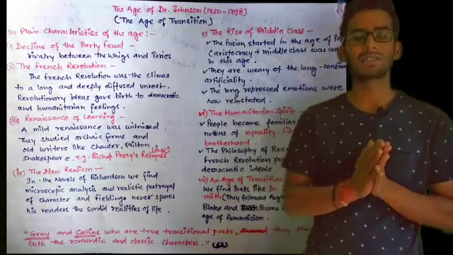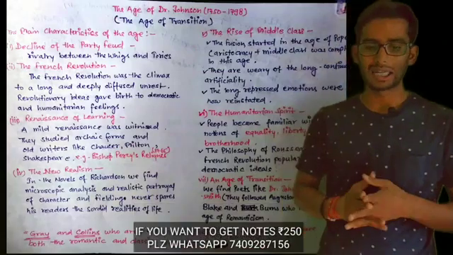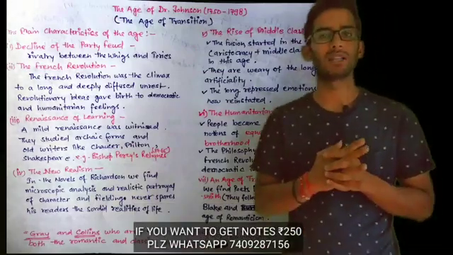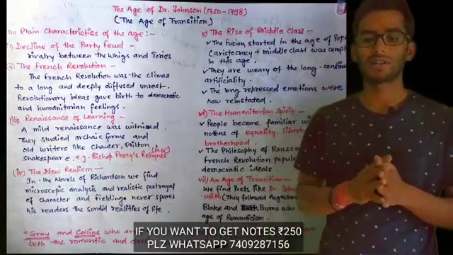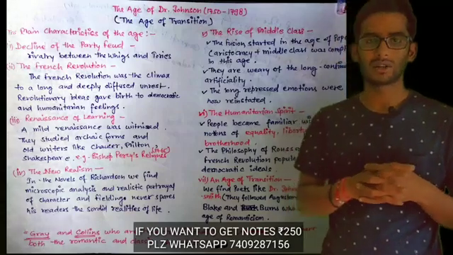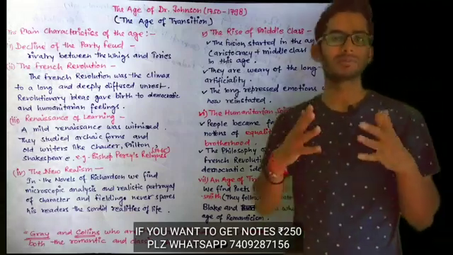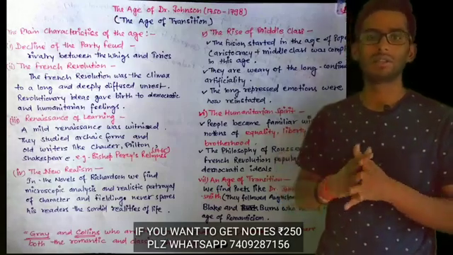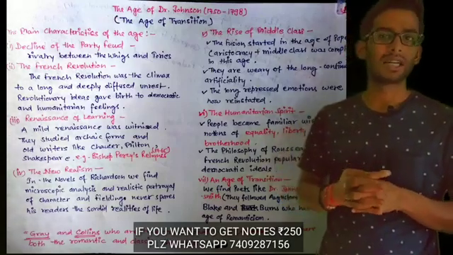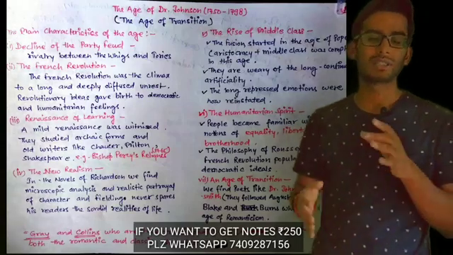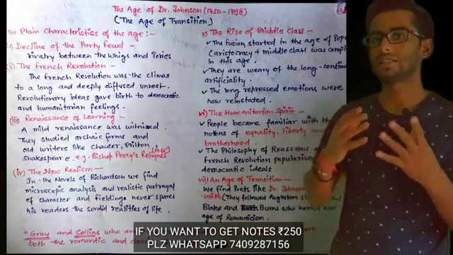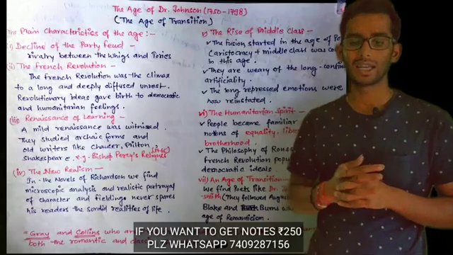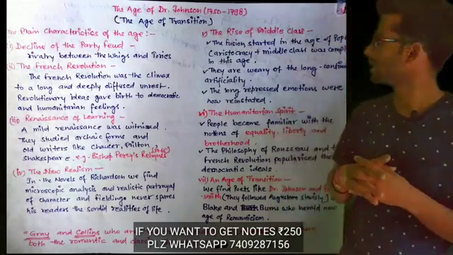So this is history of English literature. The main characteristics of the age are decline in the party feud. We know that there were two parties, Whigs and Tories. One was supporting kings and another was supporting the parliament. But now it was the period when this party feud was declining.